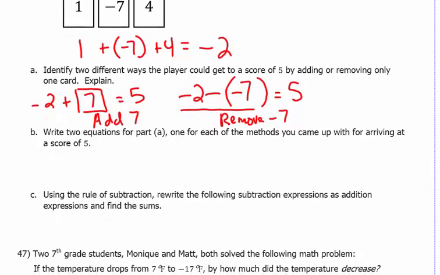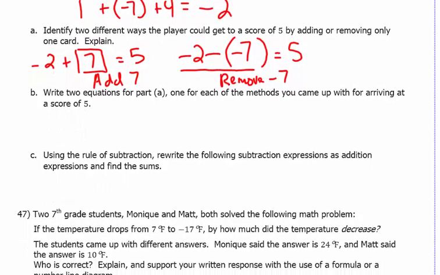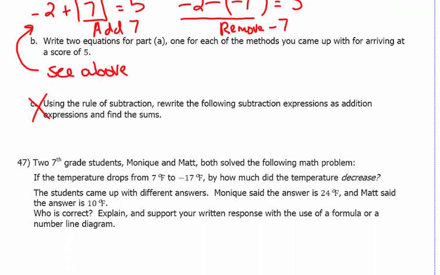Write 2 equations for part A, one for each of the methods you came up with for arriving at a score of 5. That's the equations above. See above. Using the rule of subtraction, rewrite the following subtraction. Oh, sorry. We're going to cross it off. There's no question for that.